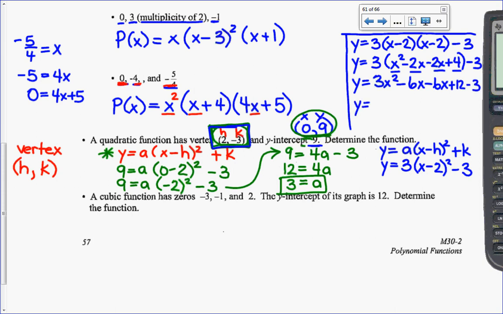Y equals 3x squared. Now I'm going to combine these x terms. I've got negative 6x minus 6x, that's negative 12x. And then I've got plus 12 minus 3 is plus 9. Okay. So this will be my expanded form, 3x squared minus 12x plus 9.